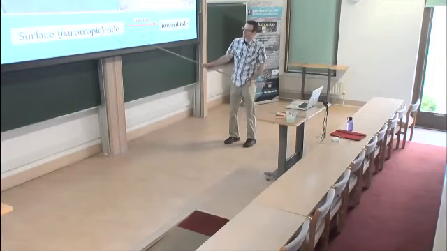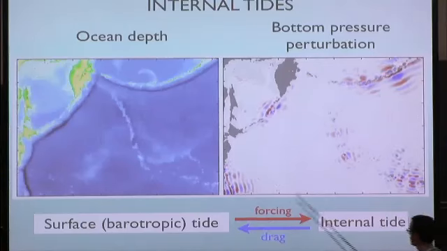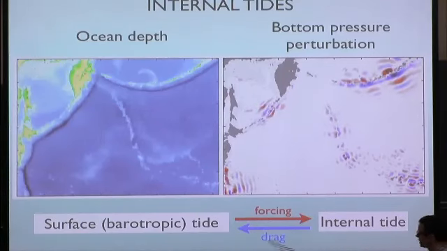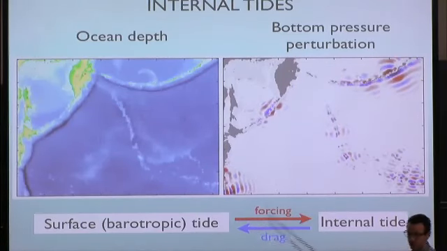So if you want to model the surface tide, you also have to model these guys, because these guys exert a drag on this system. So it's a completely coupled system.